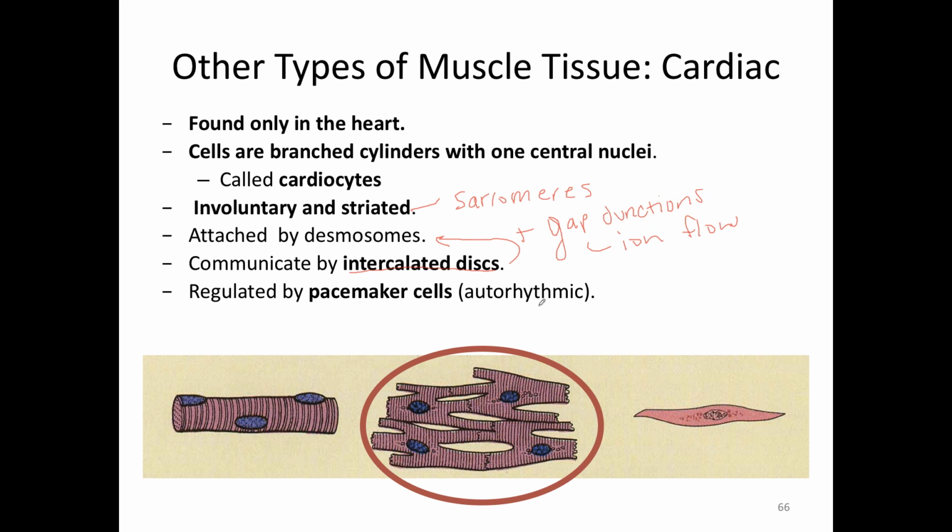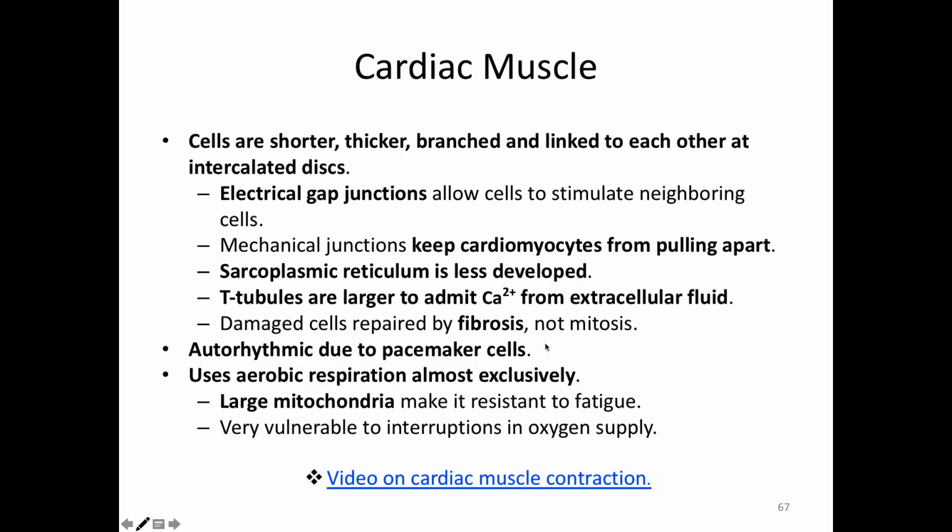These cells are also autorhythmic, so there are populations of muscle cells in your heart called pacemaker cells that depolarize spontaneously and set the base rhythm of your heart, even without input from your vagus nerve. So cardiac muscle cells are shorter, thicker, and branched. And as I stated, electrical gap junctions allow cells to stimulate their neighbors. The mechanical junctions, including the desmosomes, keep the cardiomyocytes from pulling apart during contraction.